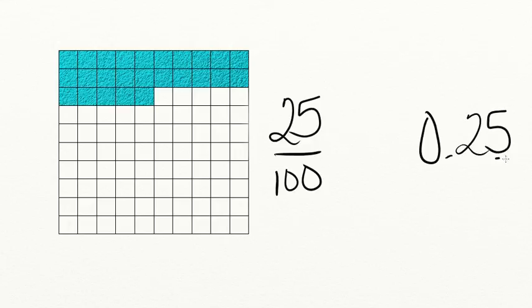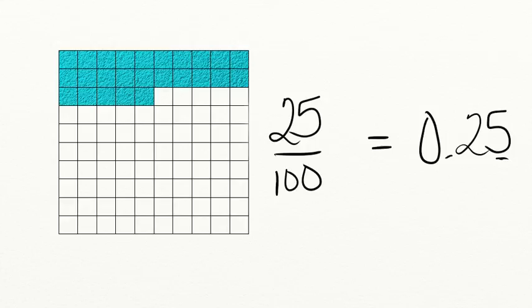Since we're ending in the hundredths place, we would say this as 25 hundredths. Wait a second, that sounds familiar. Let's look at this fraction. We say this fraction as 25 hundredths. We say this decimal as 25 hundredths. Well, 25 hundredths written as a fraction or as a decimal have equal amounts.